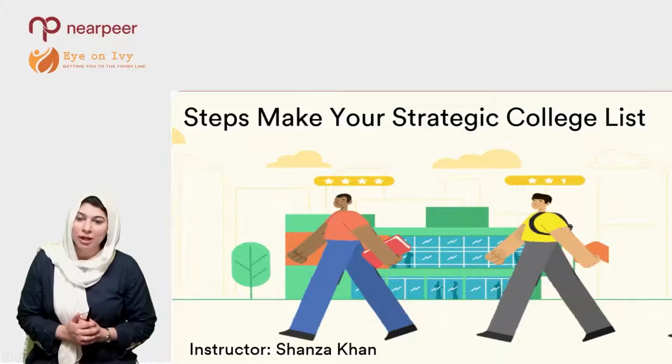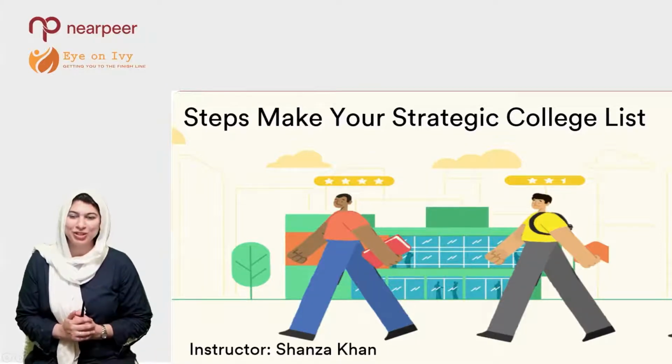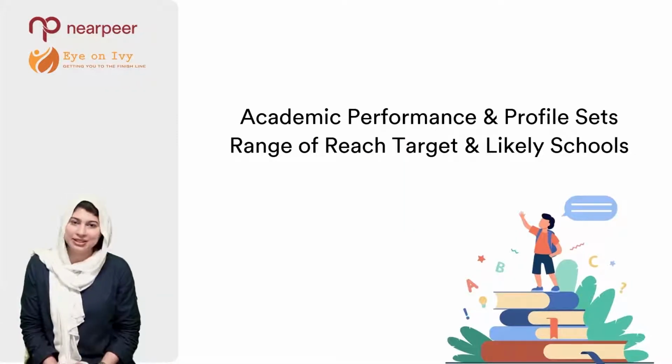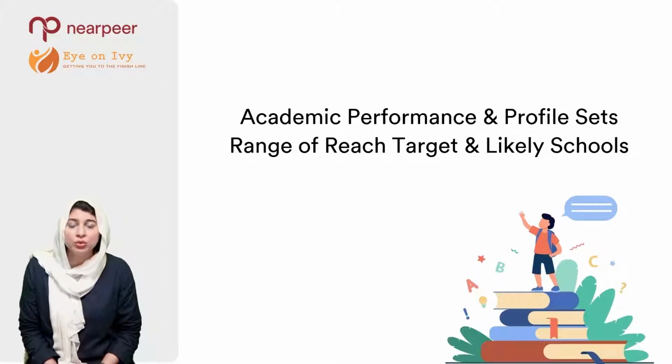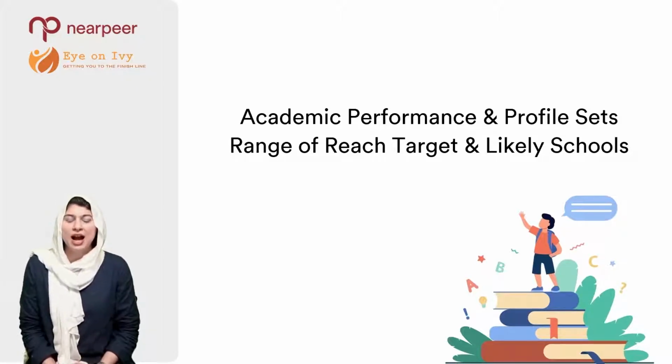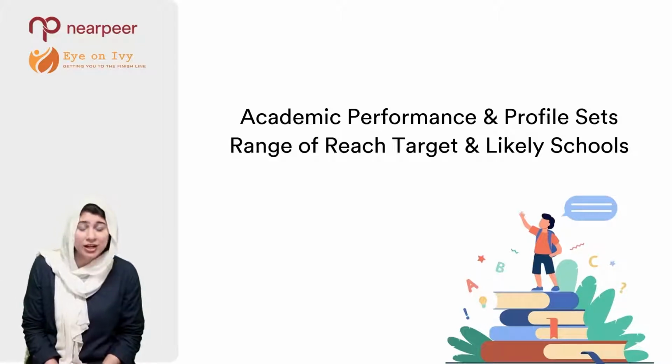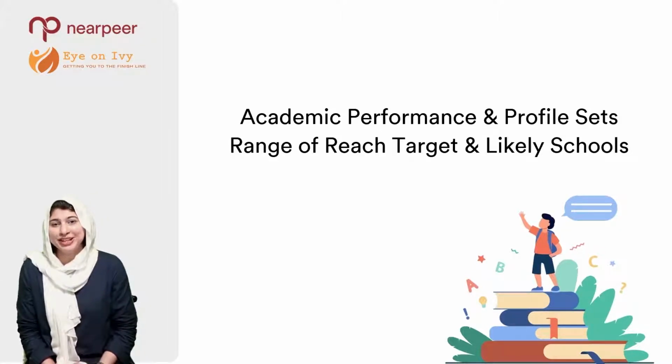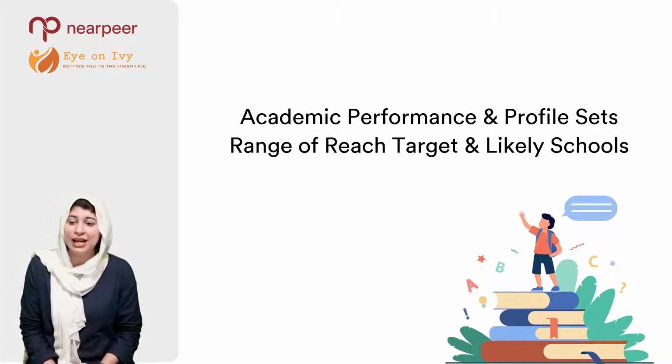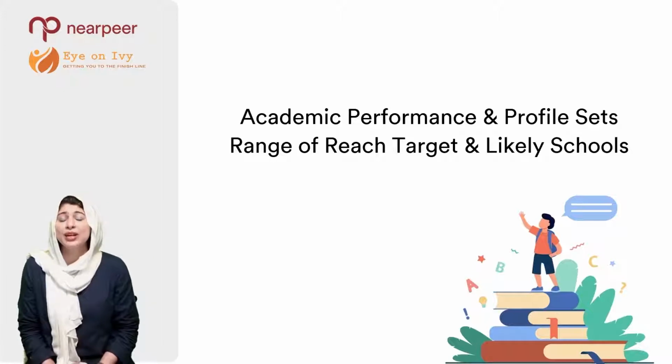Let's now talk about how to make your strategic college shortlist. I sometimes get a student who comes to me and says, I want to go to MIT. I only want to go to MIT. And when I ask, what are your grades? They'll be like, oh, I got 5 A's, I got 2 A stars, I got 2 B's, and I have a C. You don't have a chance.